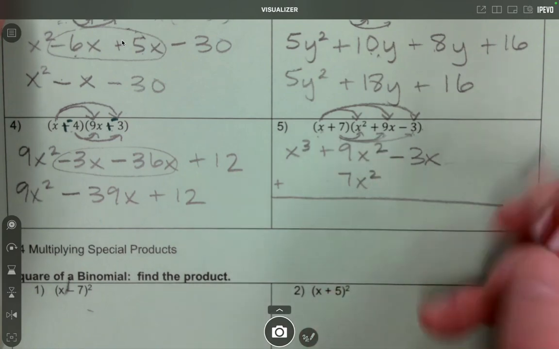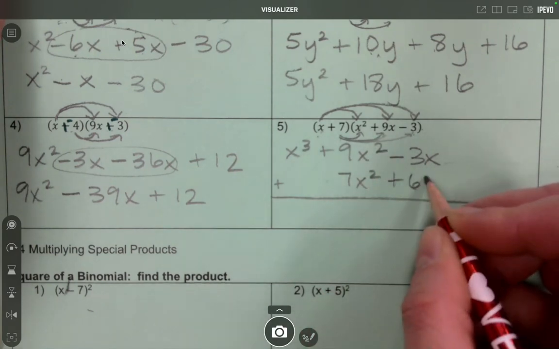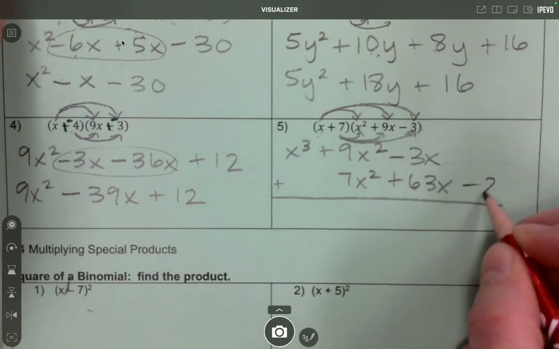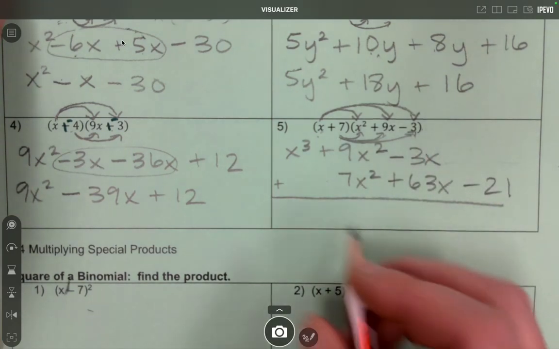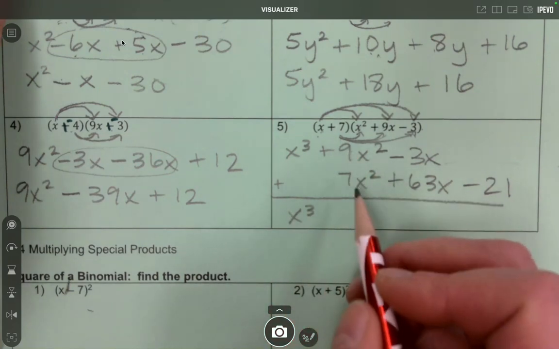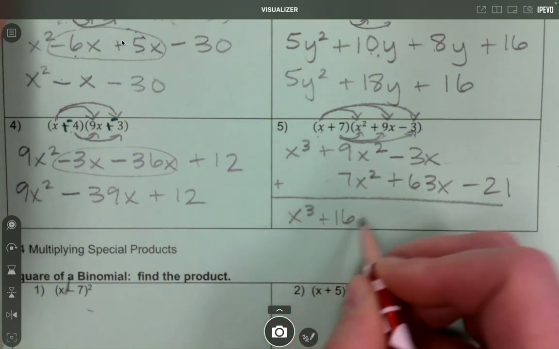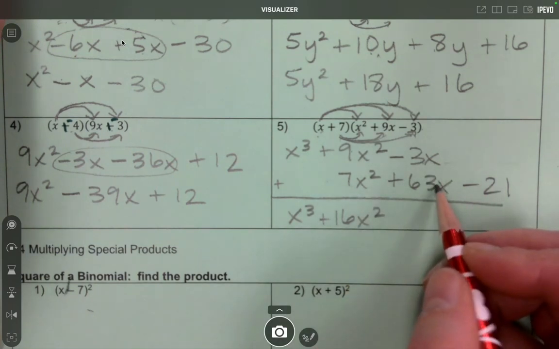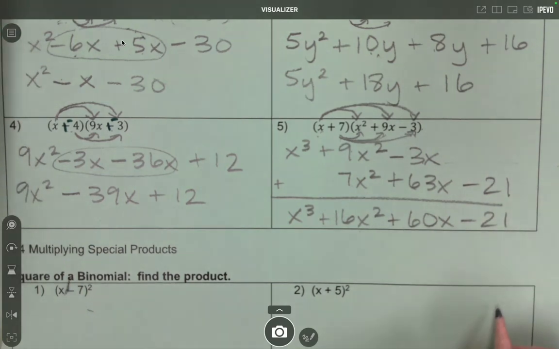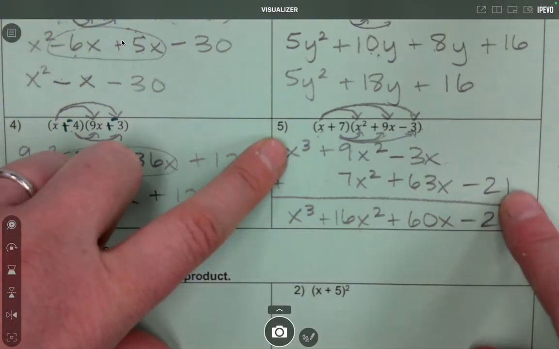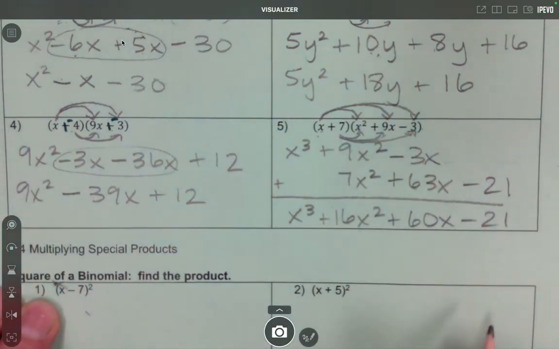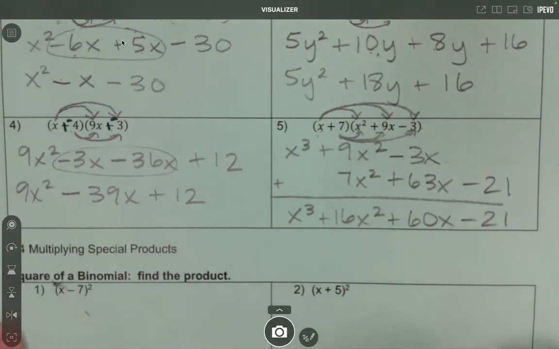7 times 9x would be a positive or a plus 63x. And 7 times negative 3 is a minus 21. So let's go ahead and add. So x cubed doesn't have any partners by itself. 9 and 7 would make a 16x squared. Negative 3 plus 63 is a plus 60x. And then we have a minus 21. So it's interesting. It's like those first and last terms don't ever have partners, but those middle terms, we're going to have some like terms to combine.